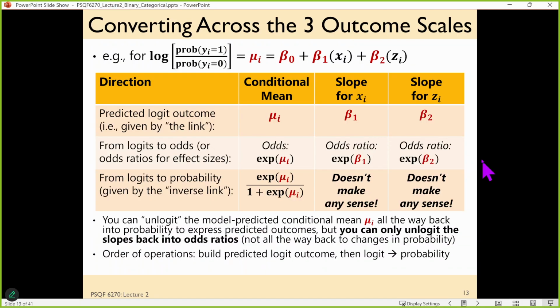So order of operations of these things, this is a tricky topic, and we'll go over it as many times as it takes to sink in. If we start with a model, there are things you can do and things that you can't in terms of working across these 3 scales. So if we're talking about predicted outcomes in logits, that's this mu thing, the result of what this model builds for us. I can take that in logits and unlogit it down to odds, and then I can further convert it down to probability. So this whole column is eligible.